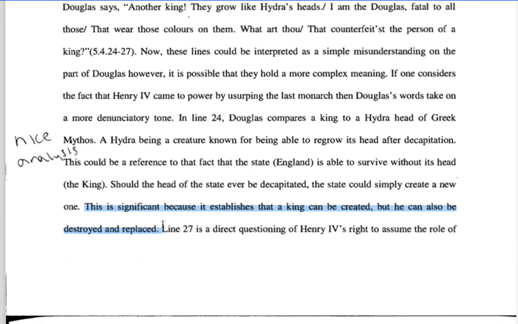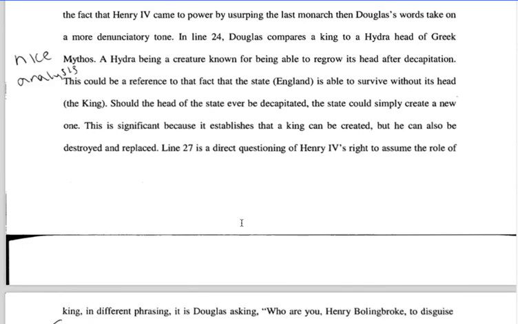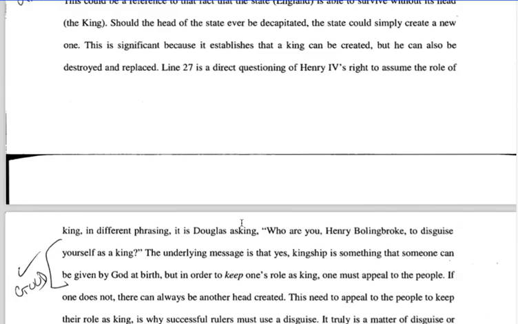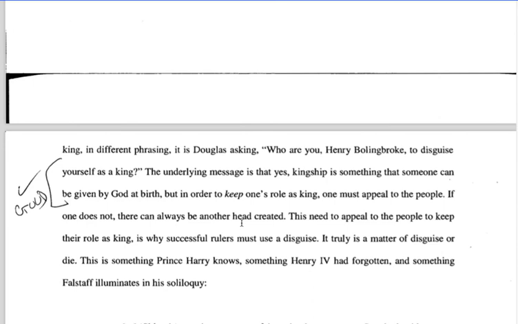And they are only able to build towards this point by choosing this hydra-headed quote and explaining the significance of it. Line 27 is a direct questioning of Henry IV's right to assume the role of king. In different phrasing, it is Douglas asking, who are you, Henry Bolingbroke, to disguise yourself as a king? The underlying message is that, yes, kingship is something that someone can be given by God at birth, but in order to keep one's role as king, one must appeal to the people. This is, again, nice analysis deriving from that hydra-headed quote.